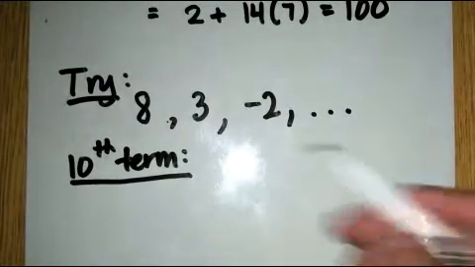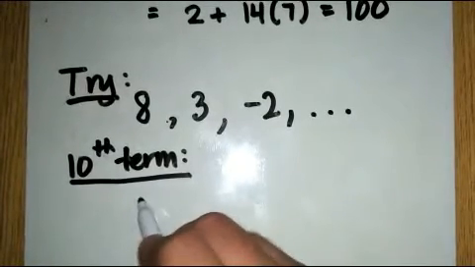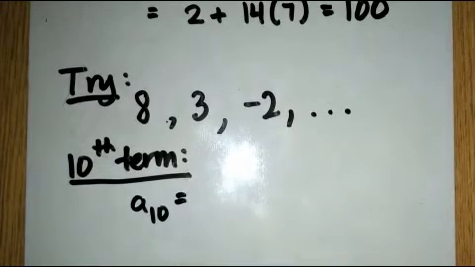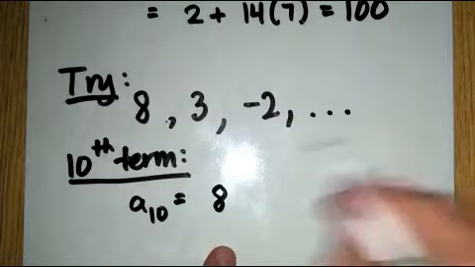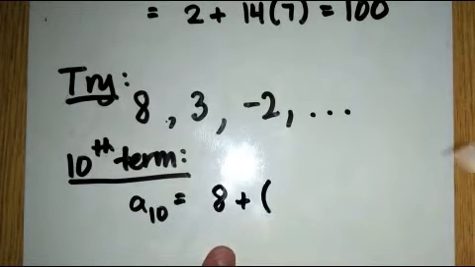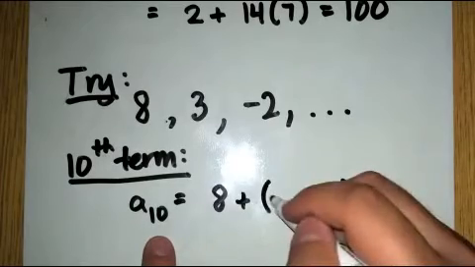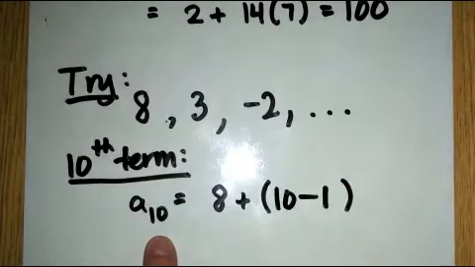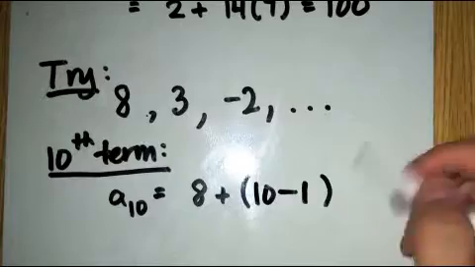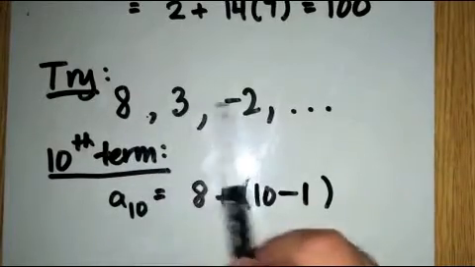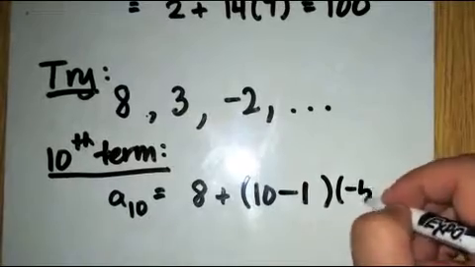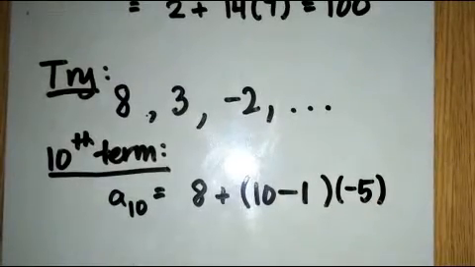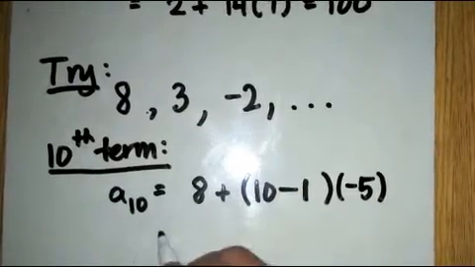Okay, so here we go. A sub 10 is equal to our start, which is 8, plus our term desired, 10, minus 1. Now, what is our common difference here? How do I go from 8 to 3 to negative 2? Aren't we subtracting 5? So we're going to multiply by a negative 5. Okay, so let's see what this cleans up to give us.